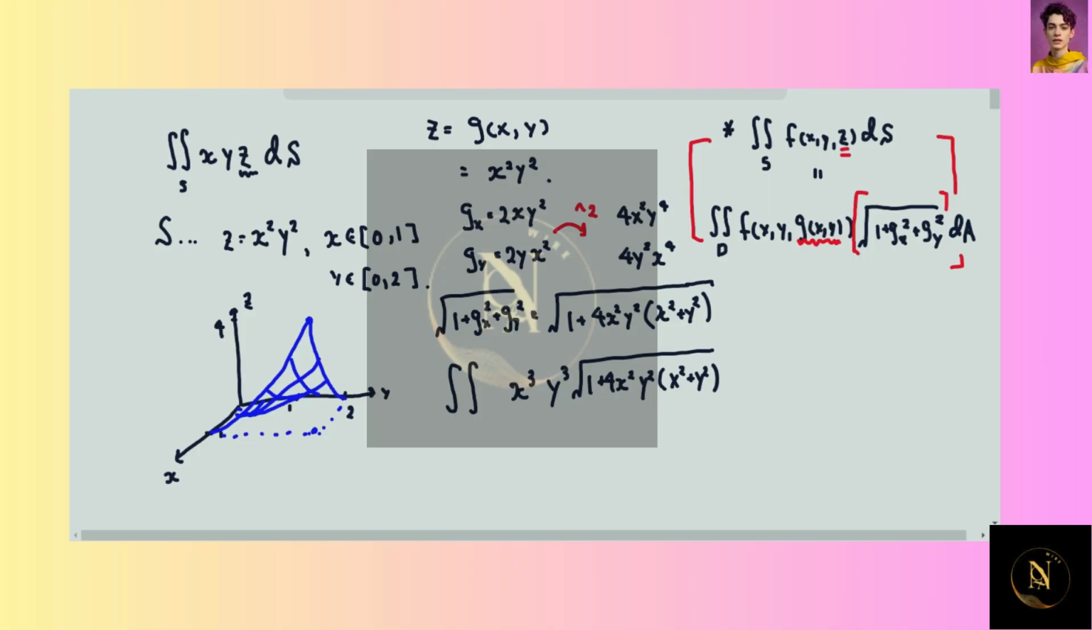Now we want to figure out what the projection is going to be. This one is quite simple because we are given that x is between 0 and 1, and y is between 0 and 2. So the projection that I drew right here is just a simple rectangle. The limits of integration are quite simple: x goes from 0 to 1, y goes from 0 to 2, so it'll be dy dx.